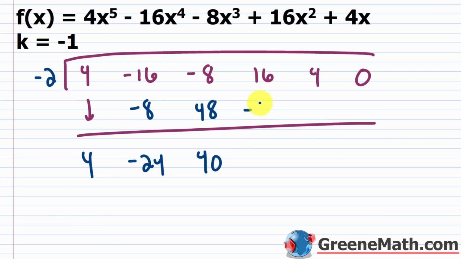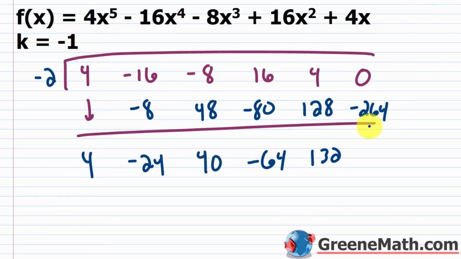-2 times 40, that's -80. 16 plus -80, that's -64. And then -2 times -64, that's positive 128. 4 plus 128, that's 132. And then -2 times 132, that's -264. 0 plus -264 is -264.